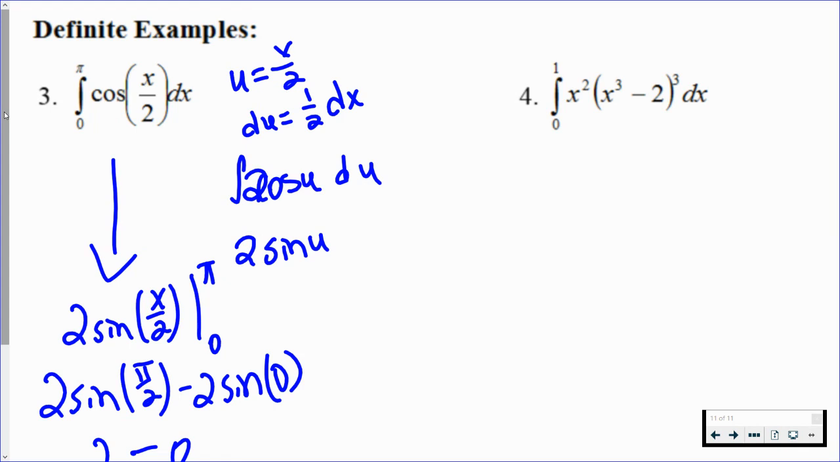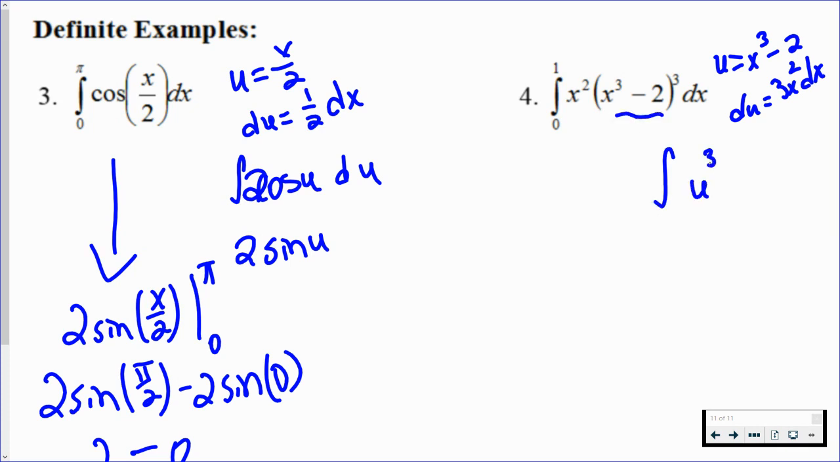Okay, let's try this last one. Before we can try to do any kind of evaluation, we got to take the integral using substitution. If our u is what's inside the parentheses, x cubed minus 2, du would be 3x squared dx, derivative of that. Let's rewrite in terms of u. So all of this to the third power is u to the third power. And then we have x squared dx left. So we have 1/3 of the du.